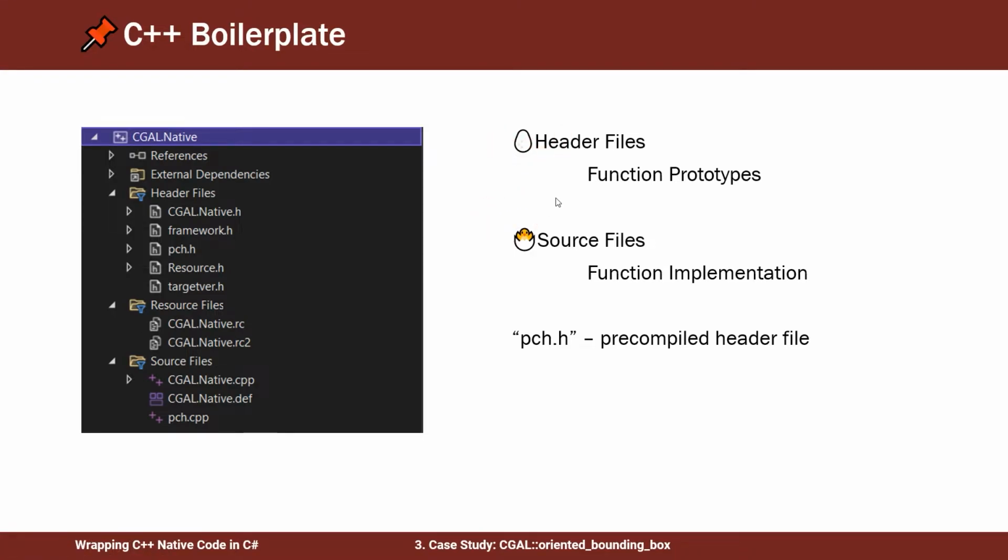The last important file I want to mention is this pch.h file, called the precompiled header file. The purpose of this file is to speed up the build process. Normally, we will put stable header files like the standard library. In this case, we will put CGAL libraries in this file.